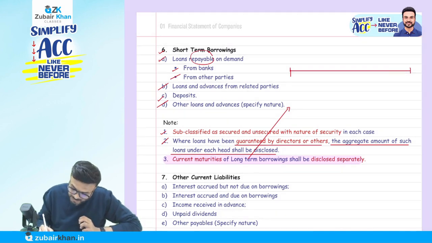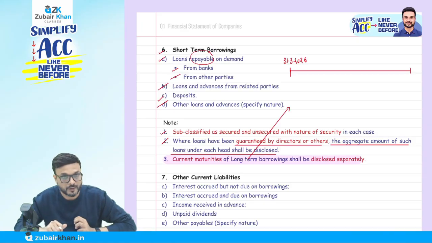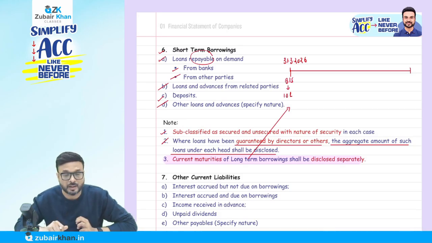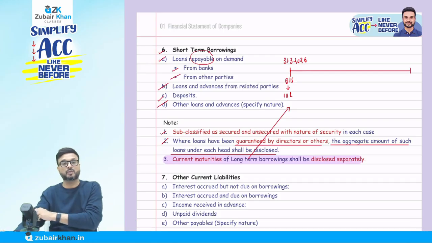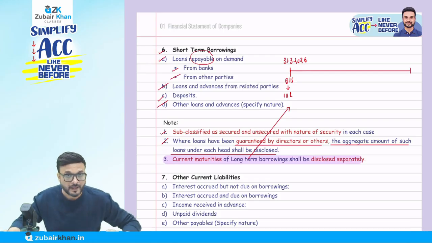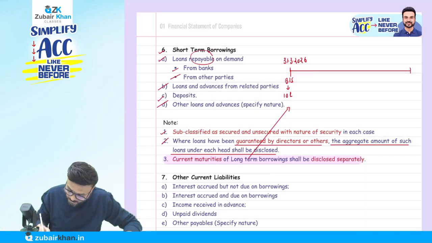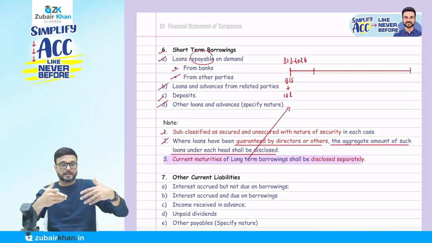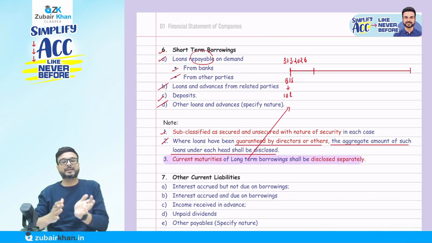My financial year ends on 31st of March, suppose 2026. This is my balance sheet date. And here I am liable to pay a loan of 10 lakh. How much loan am I liable to pay? I am liable to pay a loan of 10 lakh. Now what is going to happen? Because on the balance sheet date, the total payable of the loan is 10 lakh and I'm going to pay in the next 10 years.